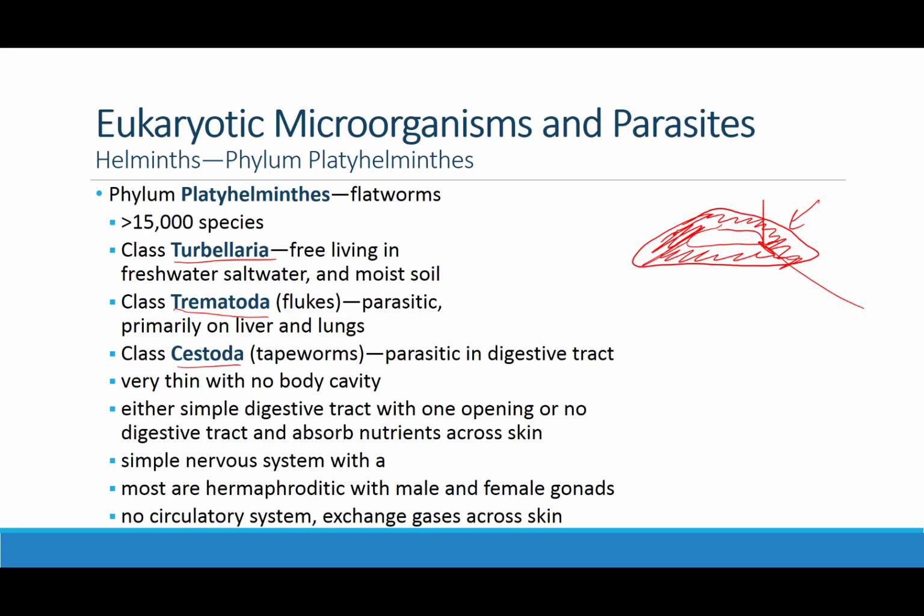So they either have a simple digestive tract that only has one opening. So the mouth and the anus are the same opening, and so they bring in food, digest it, and then the waste material goes back out the same opening. Or they have no digestive tract at all and simply absorb nutrients directly across their skin.